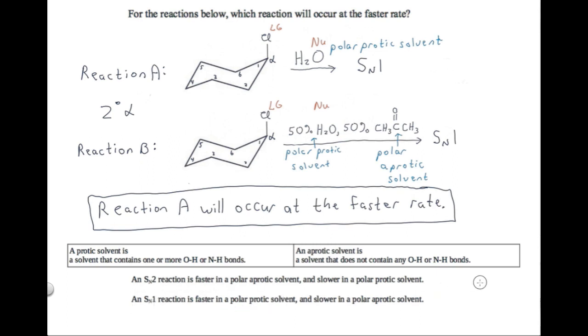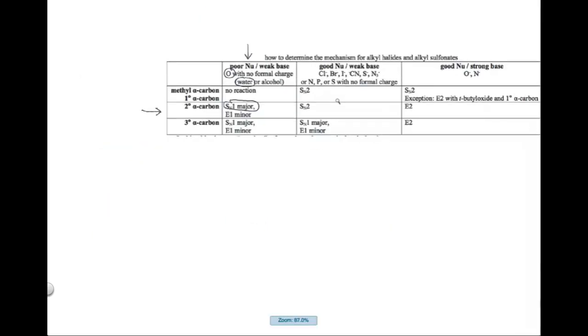Again, notice that it was crucial to know what the mechanism was. Our results would reverse if we were doing an SN2 mechanism. So you have to start by determining the mechanism. Remember that we used the table to determine the mechanism. That means that you have to have this table memorized.